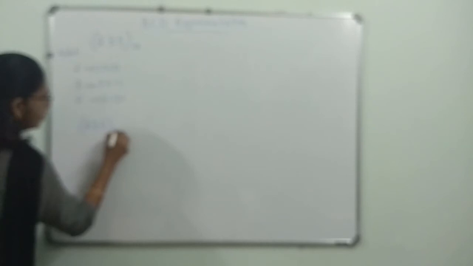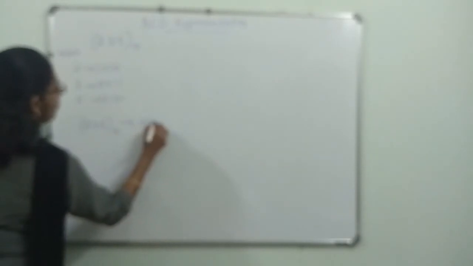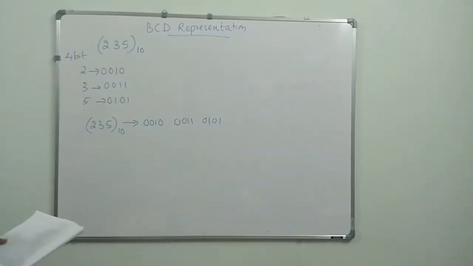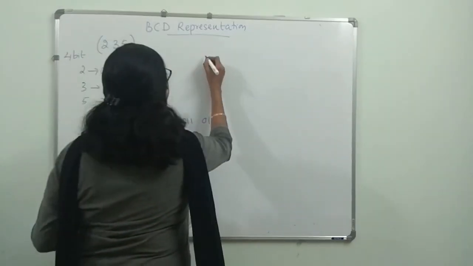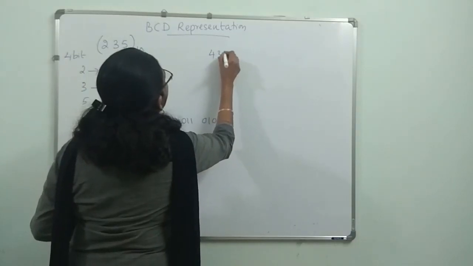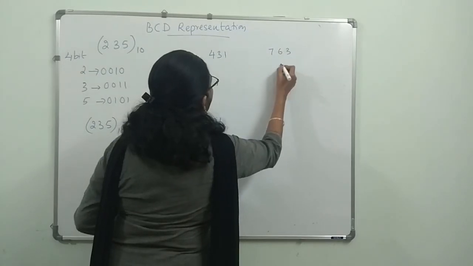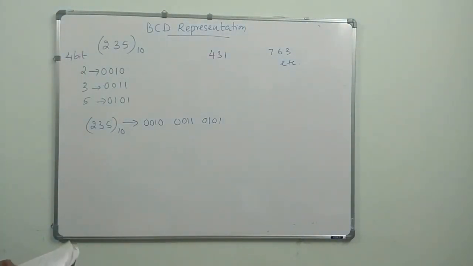So to represent the number 235 in decimal, in the binary coded decimal form, you will write it like this. Instead of 2, you will write 0010. Instead of 3, you will write 0011, and instead of 5, it will be 0101. So this is binary coded decimal representation. You can try with other examples. You can work this out on your own, how to write in the BCD format.